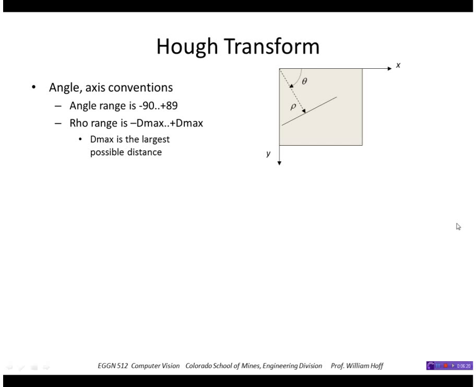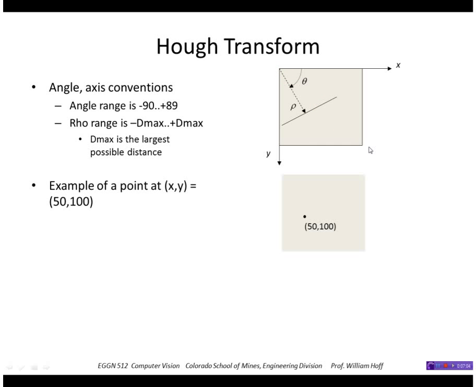So let's go into a little more detail on the conventions we use. The angle for theta we're going to use from minus 90 to plus 89. So basically it ranges all the way down to here to all the way up to here. The value of rho we're going to choose as d max. So d max is the largest possible distance from the line. So in that case, for an image like this, a line passing through an edge point at the very far corner would have a rho equal to this distance. So d max is essentially the diagonal of the image.